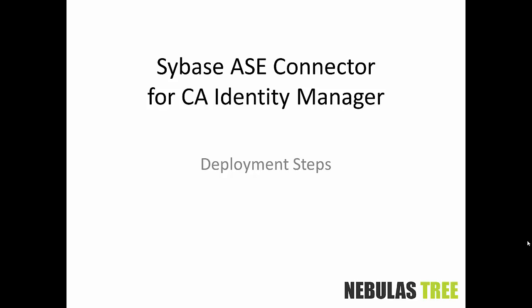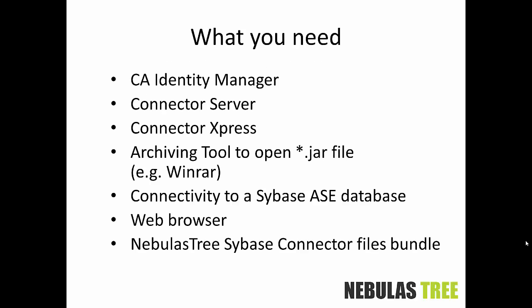In this video, we will go through the steps for deploying our Sybase ASE connector for CA IDM. Here are the things that you need to get things going. Obviously, you need access to the CA Identity Manager, Connector Server, Connector Express, and also we're going to need an archiving tool to open .jar files. The one that I'm going to be using in this demo will be the WinRAR application.